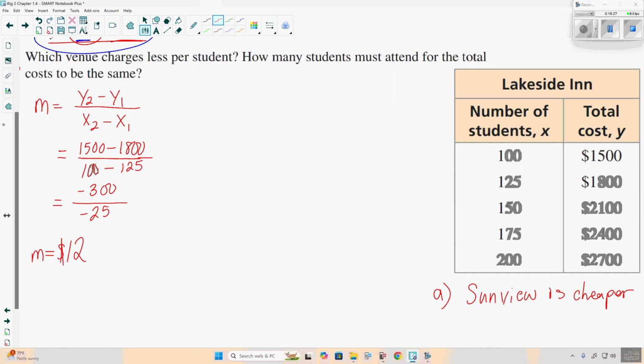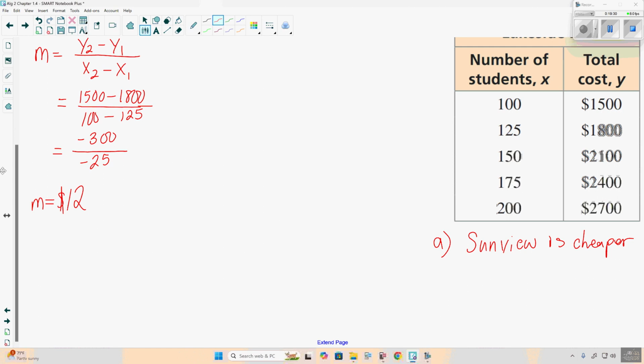Well, Lakeside is just charging $12 per student. We don't know what the rental cost is yet. We'll find that here in a minute. But the question itself just asks which venue charges less per student. Not less total, just less per student. Sunview charges $10 per student. Lakeside's going to charge $12. Yes? Any other questions so far?